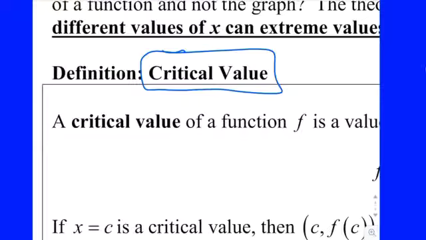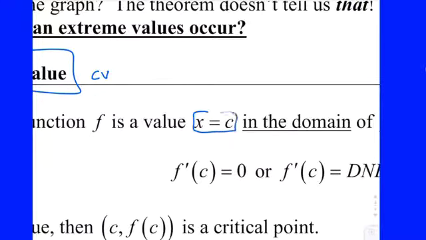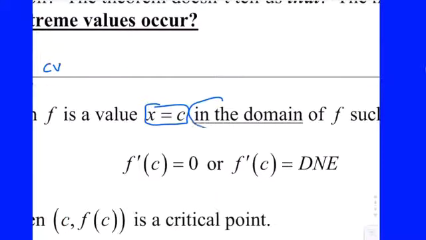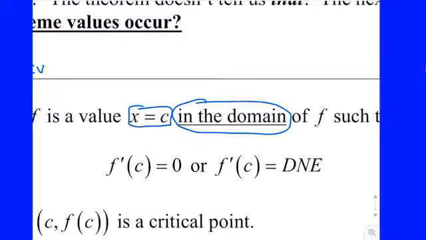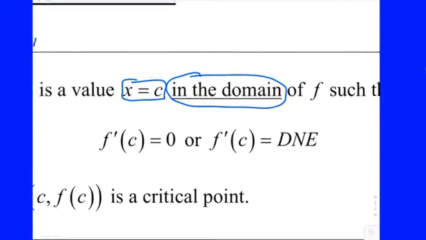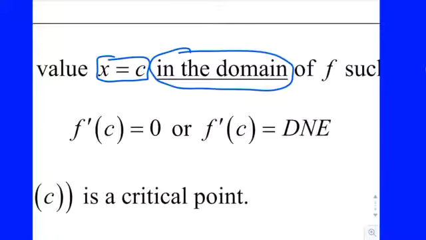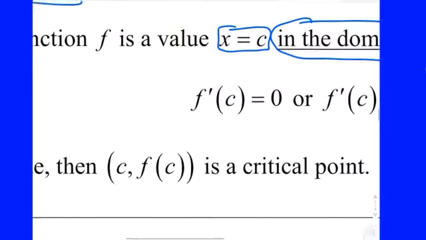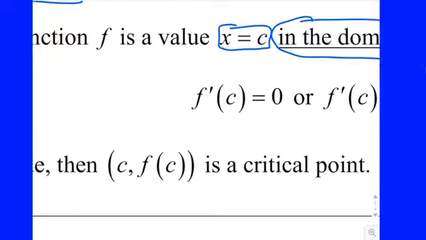A definition. A critical value, which I will abbreviate CV. A critical value of a function f, first of all, is an x value. It has to be in the domain of the function. The function doesn't have to be defined, continuous there, but it does have to be defined. It has to be in the domain of the function, such that one of these two things happens. Either the derivative there equals 0, or the derivative there equals DNE. If you include the y value with it, you get what's called the critical point.